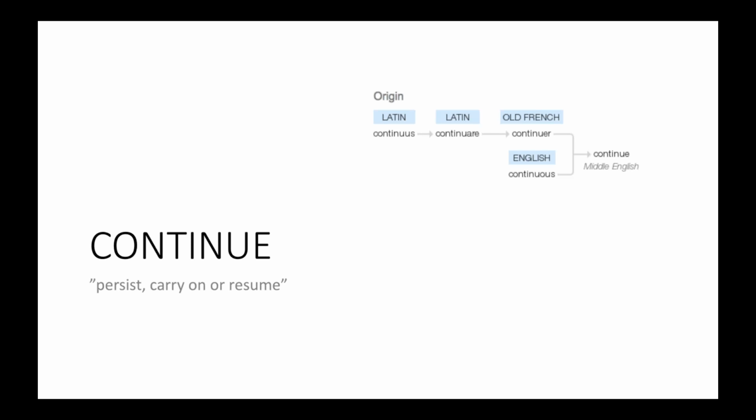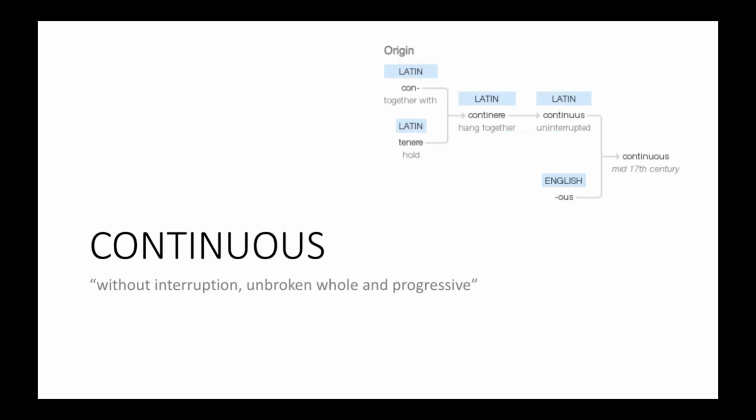We persist with the test effort, or we maintain status quo, or we resume from the many interruptions to our load test. When, in fact, by ditching the E and adding an OUS, it takes on a slightly new meaning, and that's important to note when thinking about continuous load testing. It doesn't just mean to, say, continue or carry on. It actually means to do something without interruption.